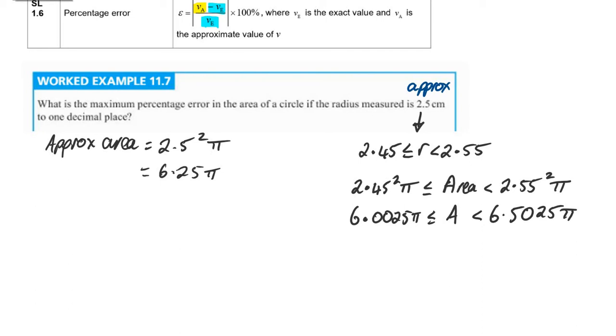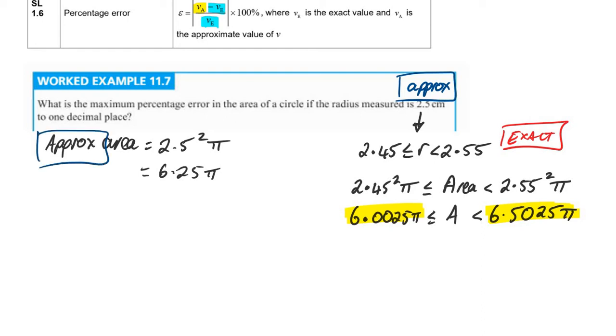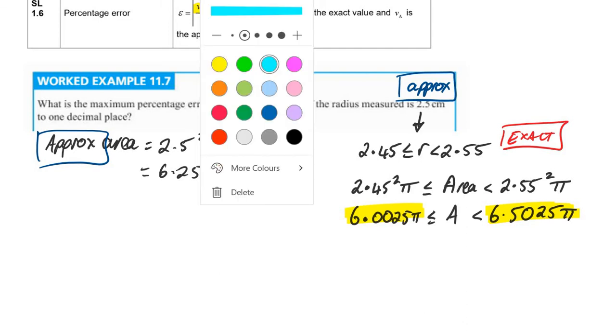Okay, so now applying our percentage error formula, what we have is an exact, which is either that one or that one. Okay, these are our exact values versus this one, which is our approximate, and this one, which is our approximate. Okay, so I'll highlight that.